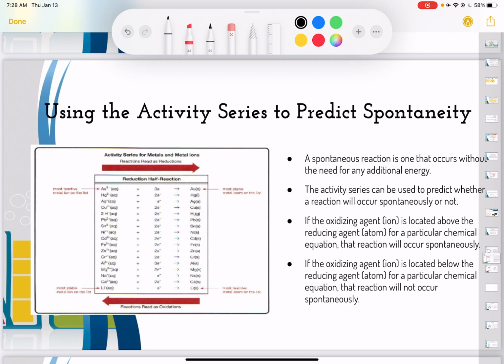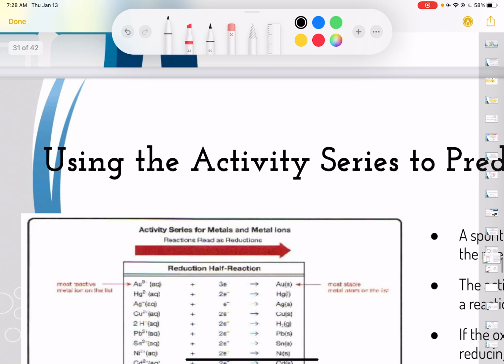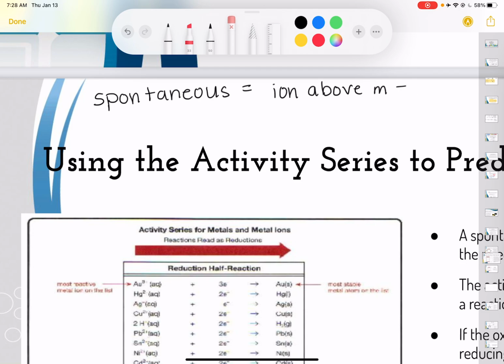Let me just write that over here. Something that is spontaneous has the ion above the solid.